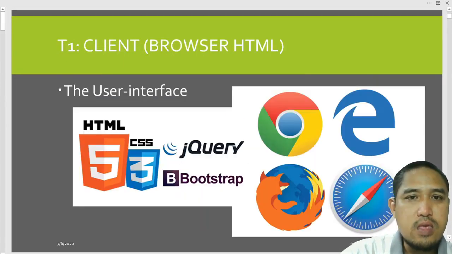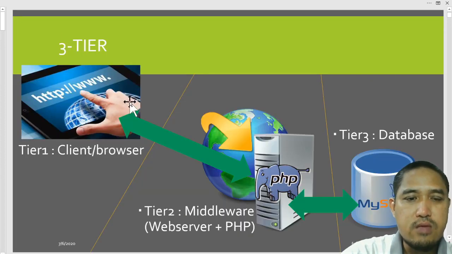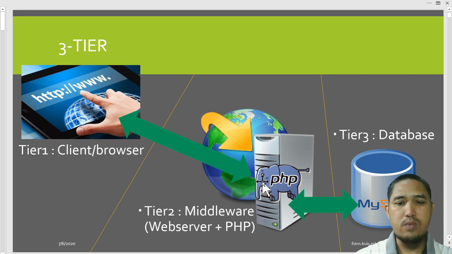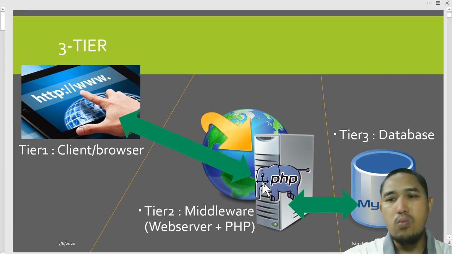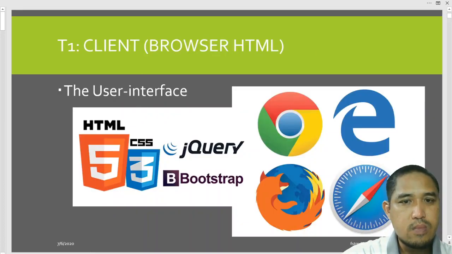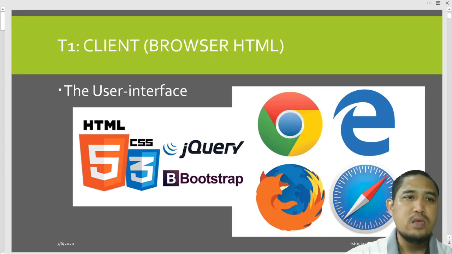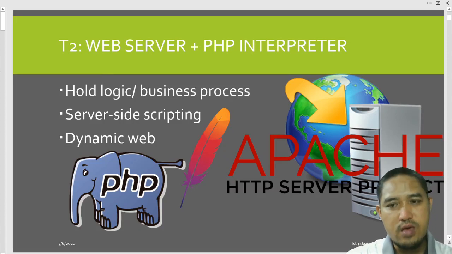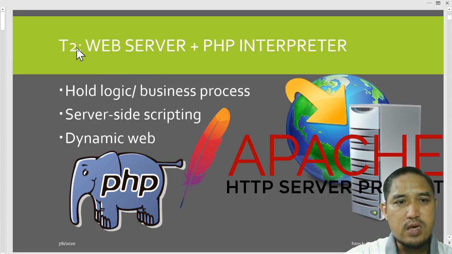Normally the first layer is the client and the browser, the HTML interface. The second layer is the middleware, where you have the web server and PHP, and then the last layer is the database. So the first thing we need to discuss is what HTML is, since HTML is used inside the first layer, where you have the interface. This is layer 2, the second tier, which holds the logic or business process, the server-side scripting.